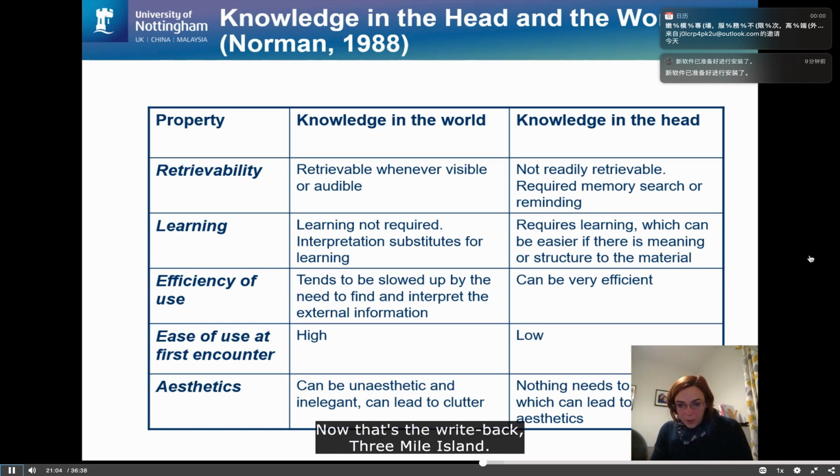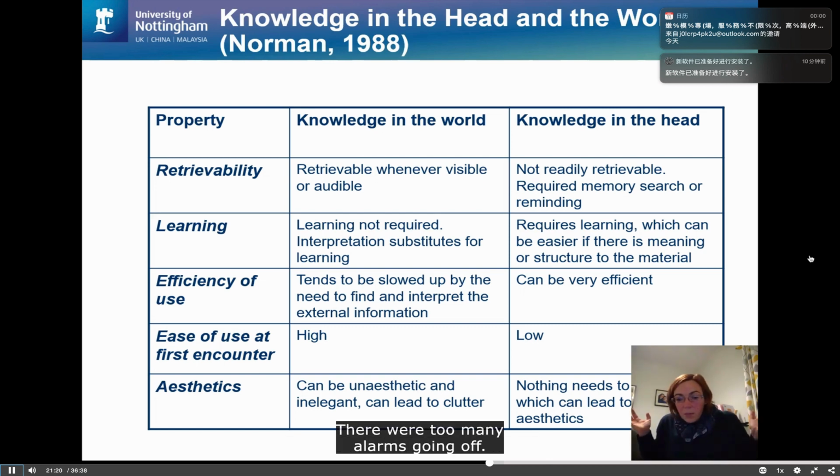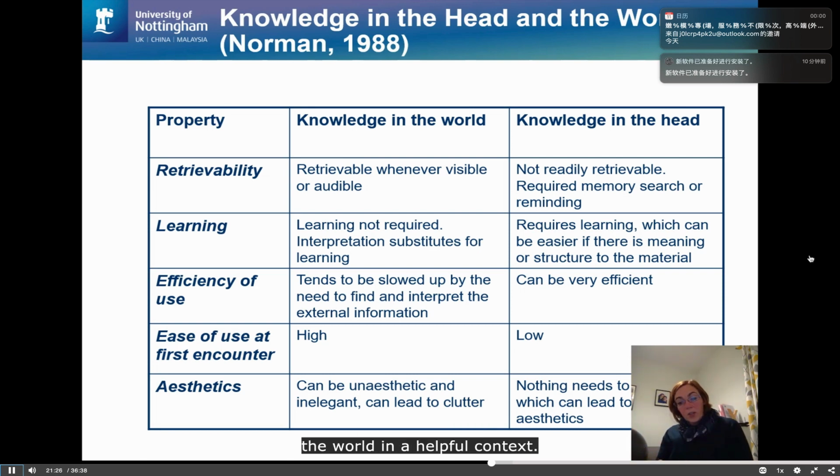Now let's think right back to Three Mile Island. One of the things I hope you gleaned was that the control environment didn't really provide a fantastic amount of knowledge in the world. There were cues that were visible, there were cues that were audible, there were too many alarms going off, you couldn't distinguish between them. But actually, having that knowledge in the world in a helpful context and a helpful organisation was not something that was present, and therefore the operators took a long time to diagnose all of the problems with the nuclear plant they were controlling at the time.